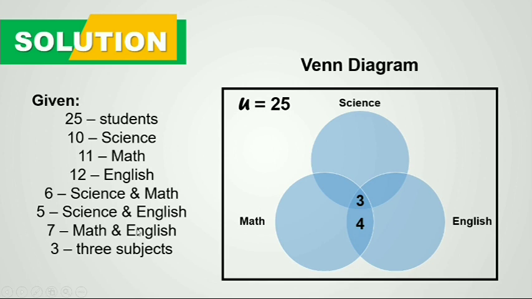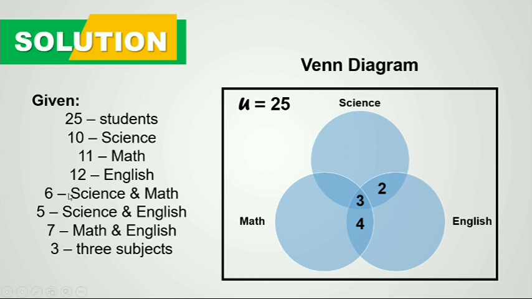And then, let's proceed. We have 5 of them like science and English. So science and English, the intersection is this part, right? And then, it is said that 5 of them like science and English. So, dahil meron ng 3 dito, therefore, ang ilalagay na lang natin dito ay 2. Because 3 plus 2, that's 5, which is true.